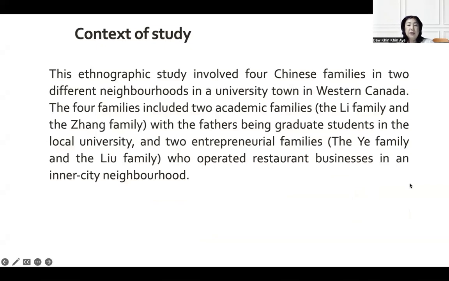Here is one example. This ethnographic study involved 4 Chinese families in 2 different neighborhoods in a university town in Western Canada. The 4 families included 2 academic families, the Lee family and Chen family, with the fathers being graduate students in the local university, and 2 entrepreneur families, the Yi family and the Liu family, who operated restaurant businesses in an inner city neighborhood. That is the context of the study and also the participants.